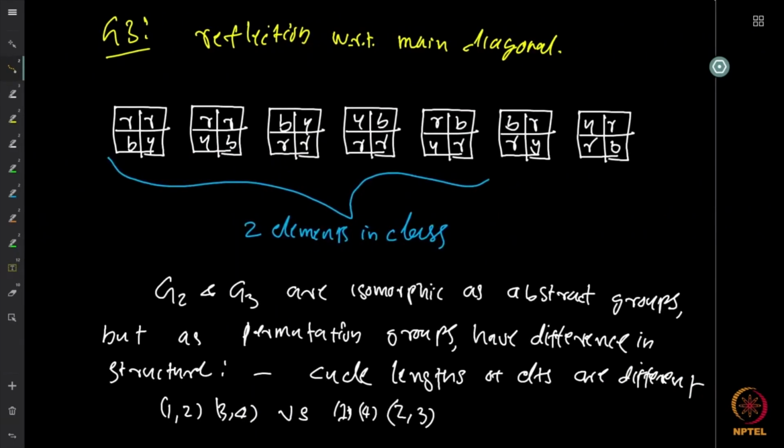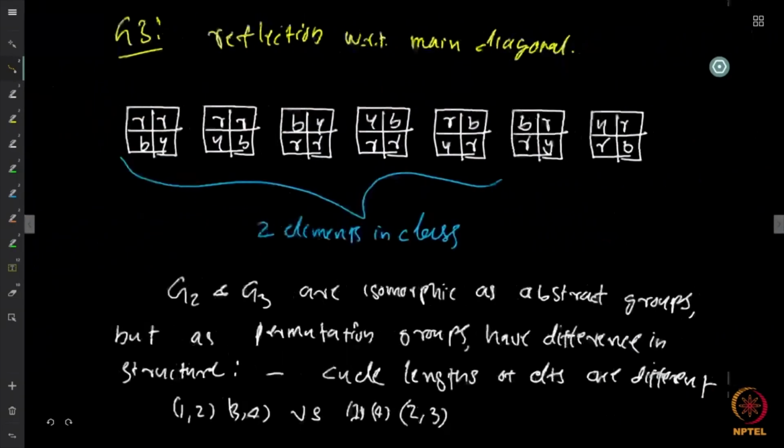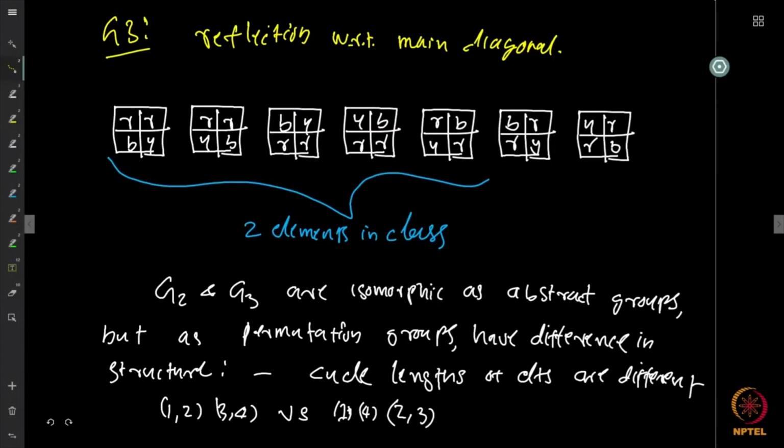Now under G3, the reflection on the main diagonal, you will see it is slightly different. This is why I said G2 and G3 may be isomorphic as abstract subgroups, but as permutation groups they are different. For example, the action of G3 here is slightly different. If you look at these colorings, each of these colorings under the reflection on the main diagonal gives another coloring. For example, B here and R here.